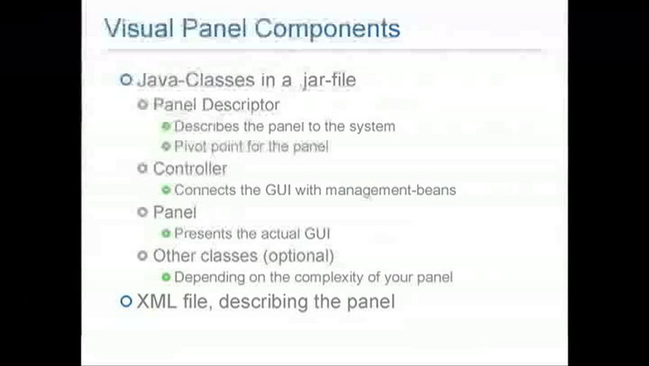Okay, so what we need to create our own Visual Panel is first a Java class which is called a panel descriptor. The panel descriptor is kind of like the pivot point. It's everything that Java Visual Panels needs to know to get all the information about our panel. So this is sort of like the master thing. It comes with a controller. The controller is the piece of code that connects my GUI with the management bean. So this is where I would place my logic that sort of makes sense out of my GUI elements and then tells the bean what to do. And then we need the actual panel, which is the Java class that does all the GUI things.